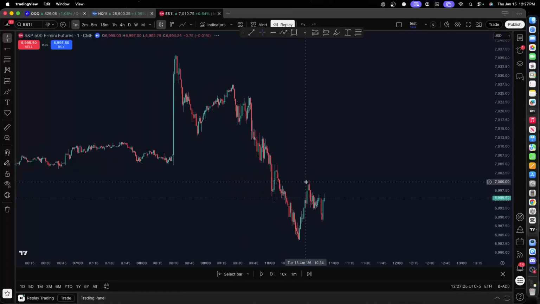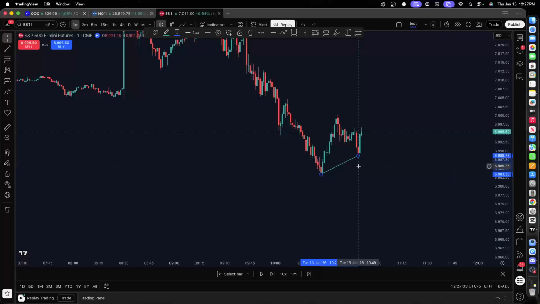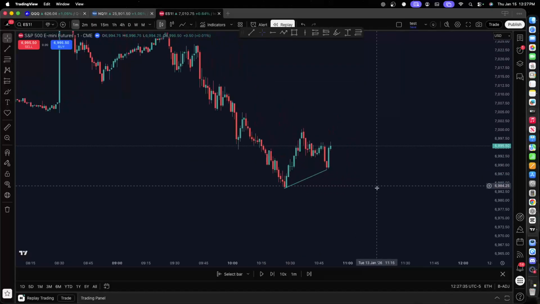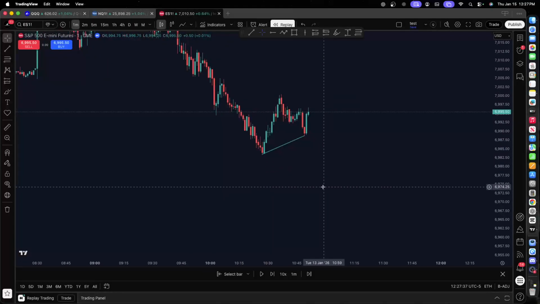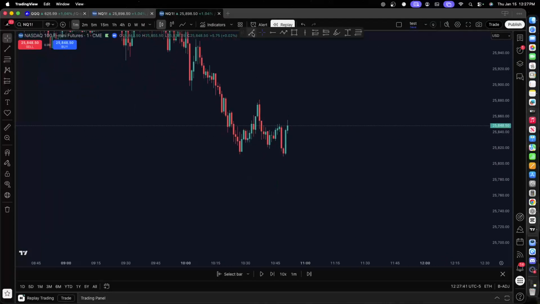Do this. Bam. Right here on ES, we see we created a low at 1027 and a higher low at 1050. We're just going to call it 1049. If we go to NQ, we created a lower low. Okay, see how there's a different correlation? Now, when they're this close and it looks like a straight line, you can always just put a line there, right?